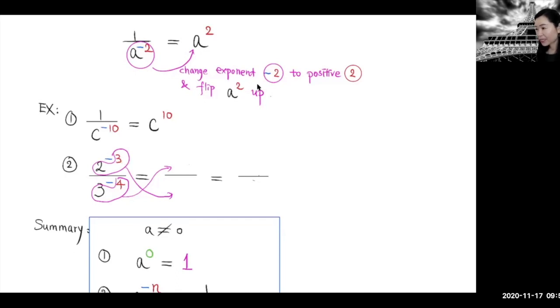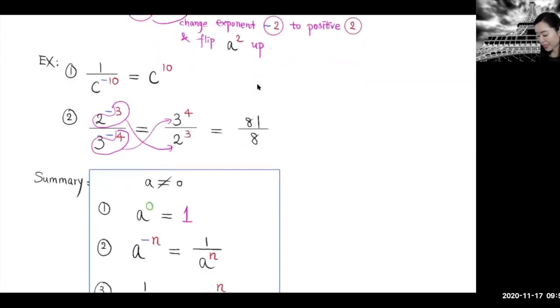The negative exponent here means you take a reciprocal. So you take this exponent to be positive, and 2 to the third power will go down here. Now this is also a reciprocal: the negative exponent means you take a reciprocal. So 3 to the 4th power, you flip it up over here. You got it. So it's 81 over 8. Good job.